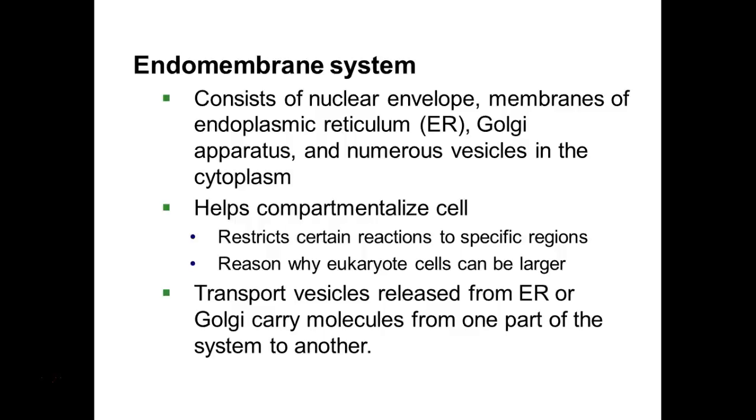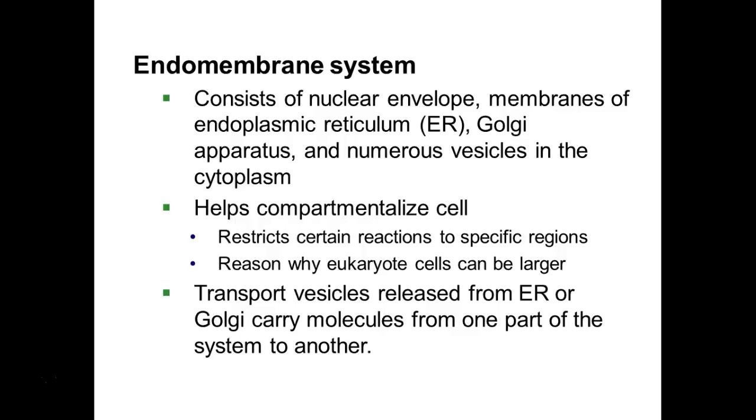The endoplasmic reticulum is part of the endomembrane system. This consists of the nuclear envelope, membranes of the endoplasmic reticulum, we abbreviate that as ER, the Golgi apparatus or Golgi body, named after Dr. Golgi, and a number of vesicles. These are membrane-bound components in the cytoplasm. So this helps to compartmentalize the cell. It restricts certain reactions to specific regions, and this is the reason why the eukaryotic cell can be larger.